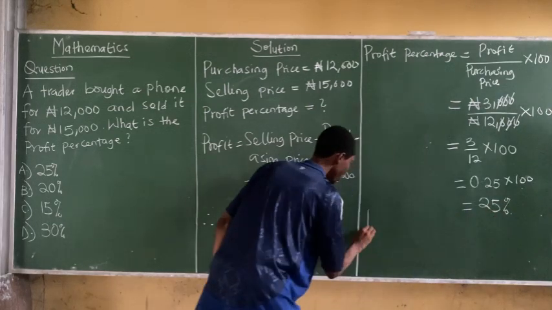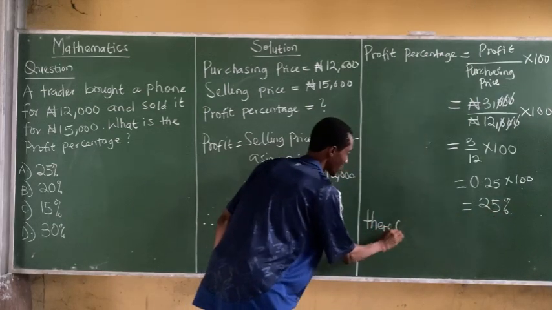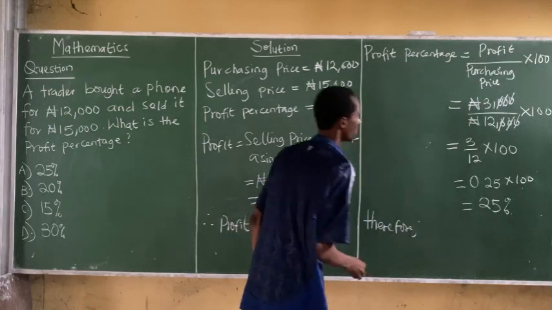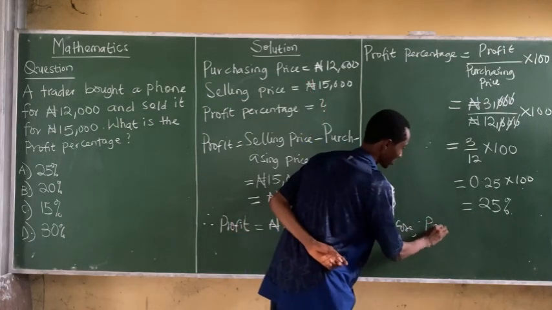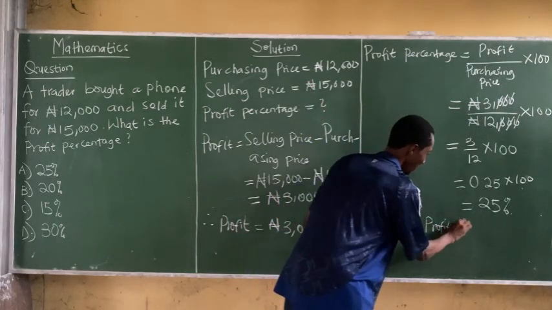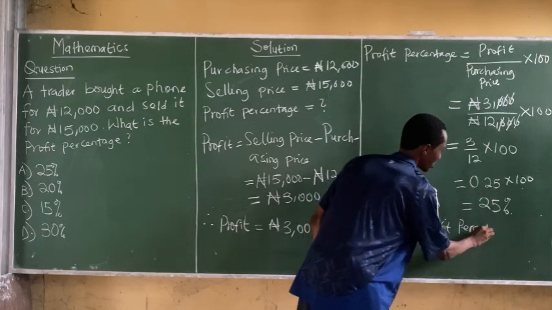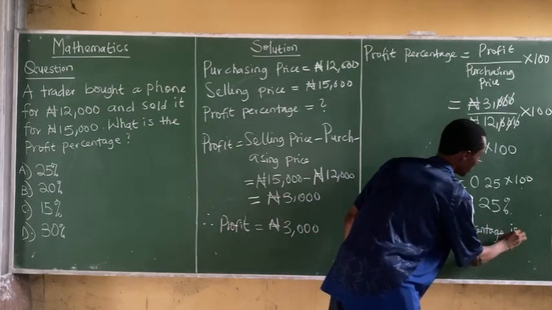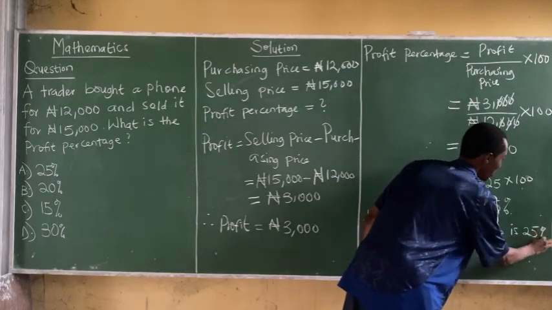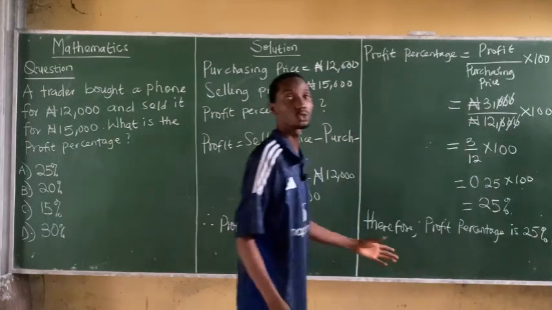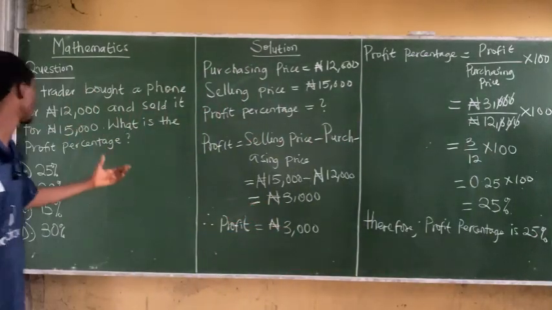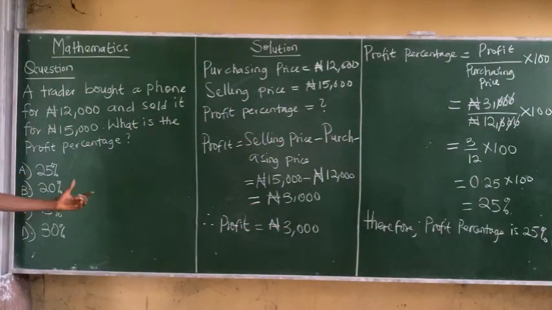Therefore, the profit percentage is 25%. All we need to do is to come to the options and pick the correct option. From our solving there, we have that option A is the correct answer.